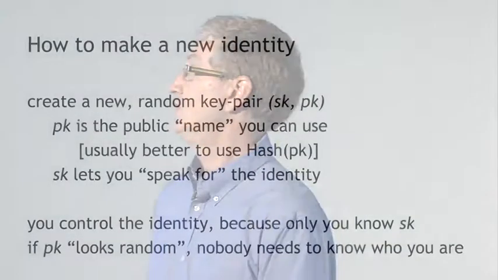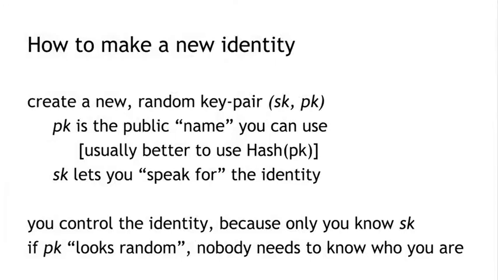All right. So if we're going to treat public keys as identities, one of the consequences is that you can make a new identity whenever you want. If you want to make a new identity, you just create a new random key pair, SK and PK, by doing the generate keys operation in our digital signature scheme. And we get out SK and PK. PK is then the public name that you can use. That's the name of that identity, what it's called.